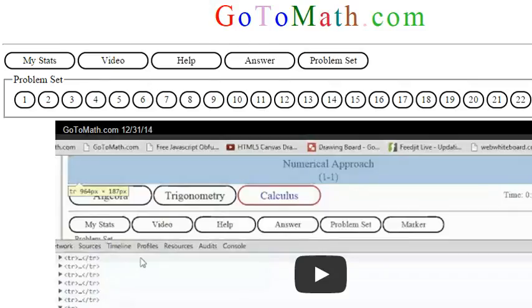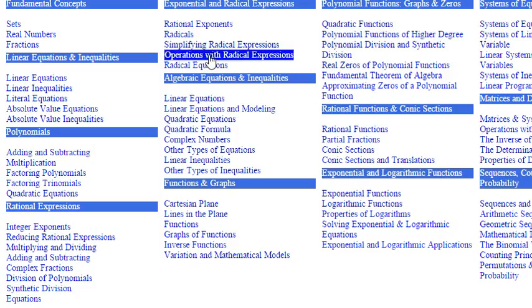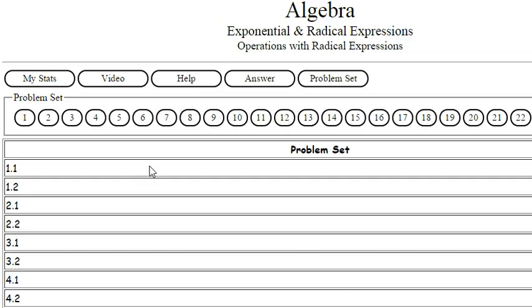We're at GoToMath.com. Click on algebra. Let's go down to operations with radical expressions, and we're going to be looking at 1.2.